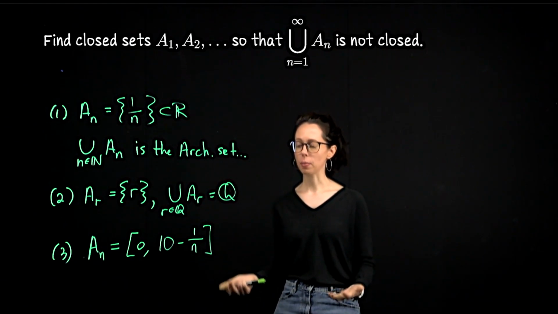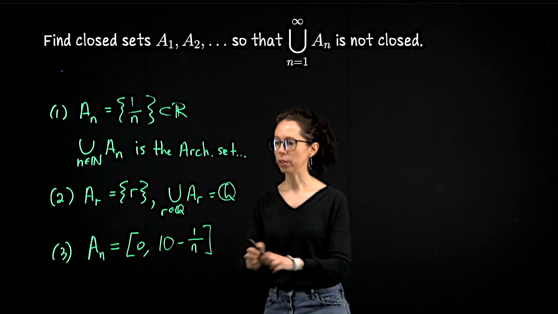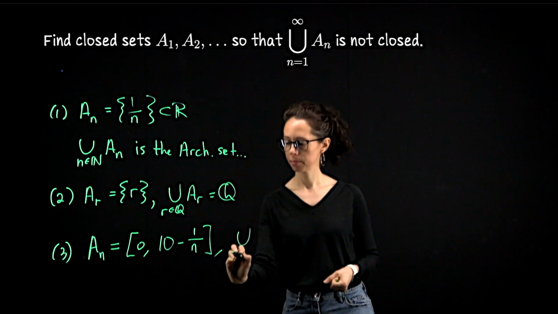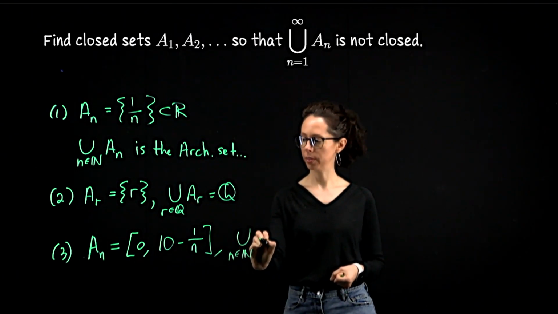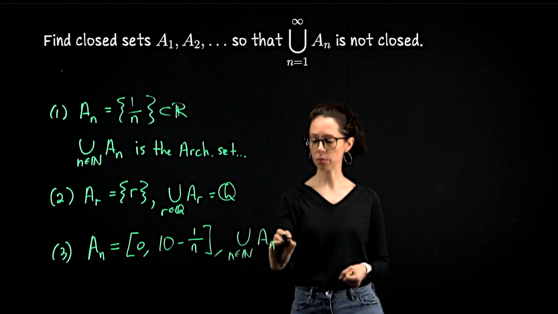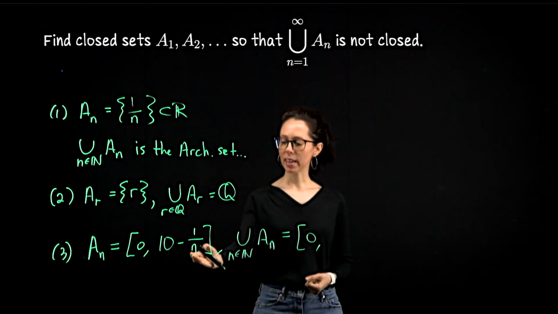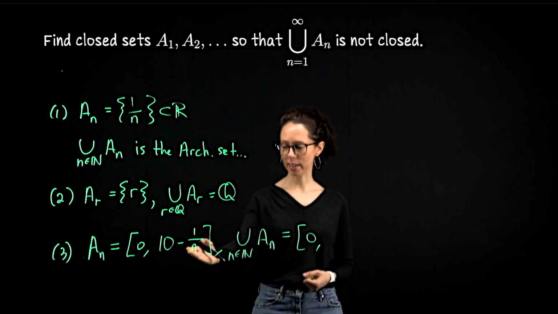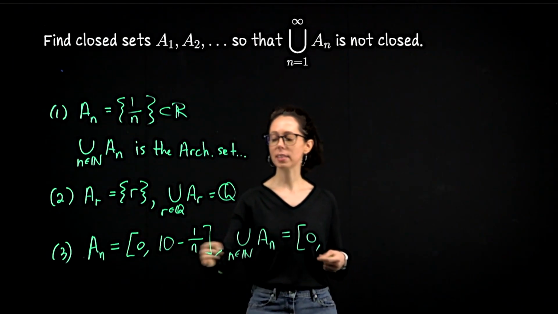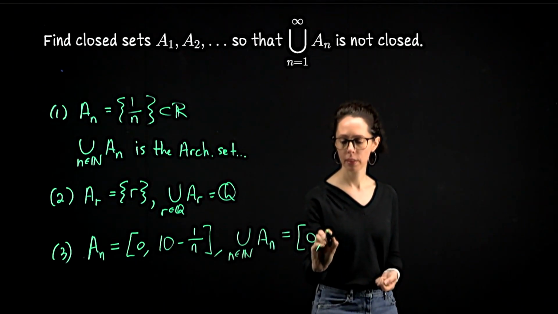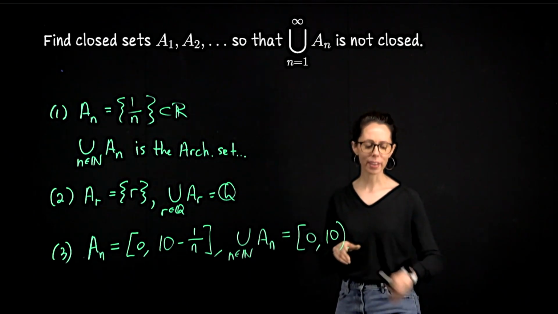Each A sub n is going to look like a nice closed interval, but when I take the union, I'm going to have a not closed interval. It's going to go from 0, and this gets closer and closer to 10 as the index n increases. So we're getting ever closer to 10, but none of these sets actually contains 10. So you should be able to work out that the union would look like this. Okay, I think I'll leave it there.